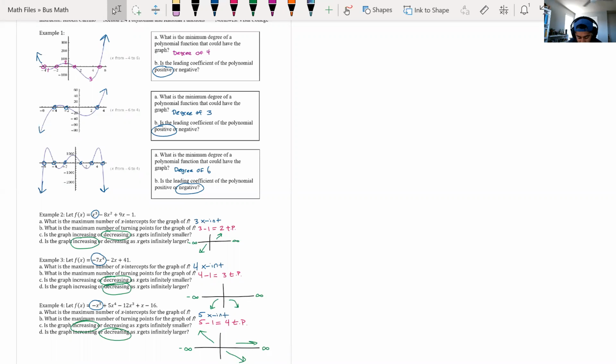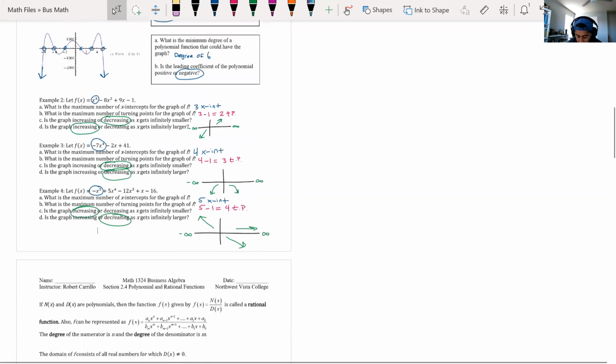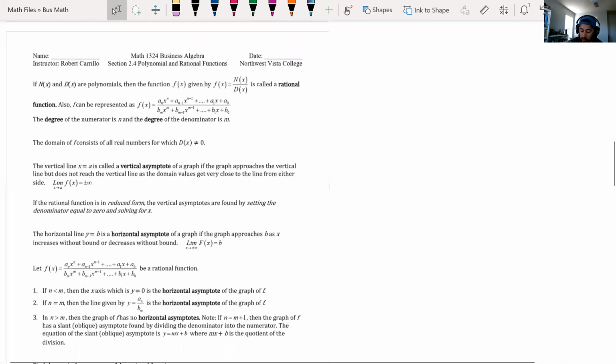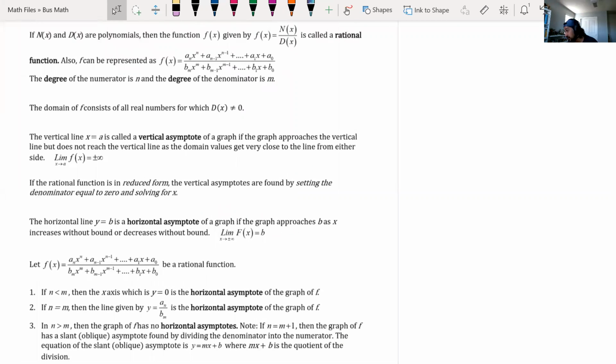All right. So those were polynomial characteristics. Now we get into rational functions, the characteristics of rational functions. So remember, a rational function is just a fancy word for fraction. So a rational function is given by a polynomial over a polynomial. So there we have n of x over d of x.